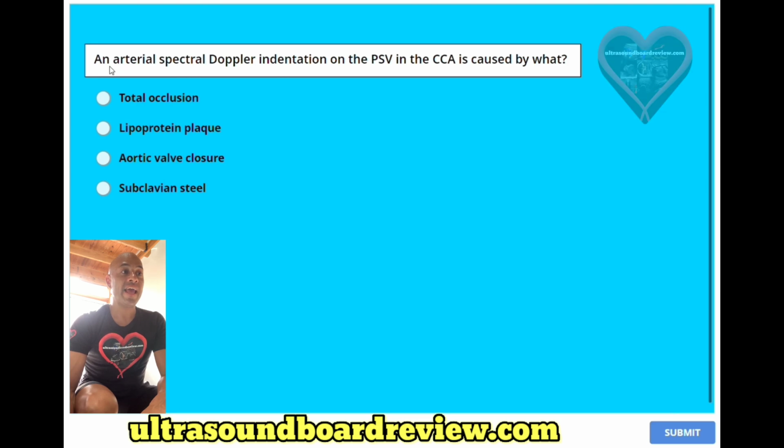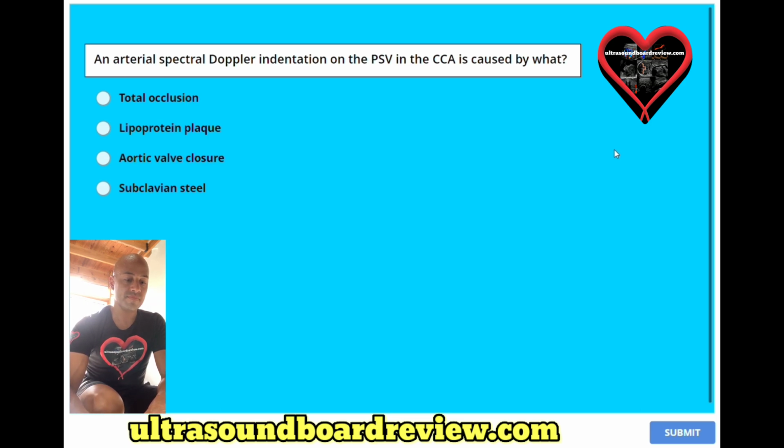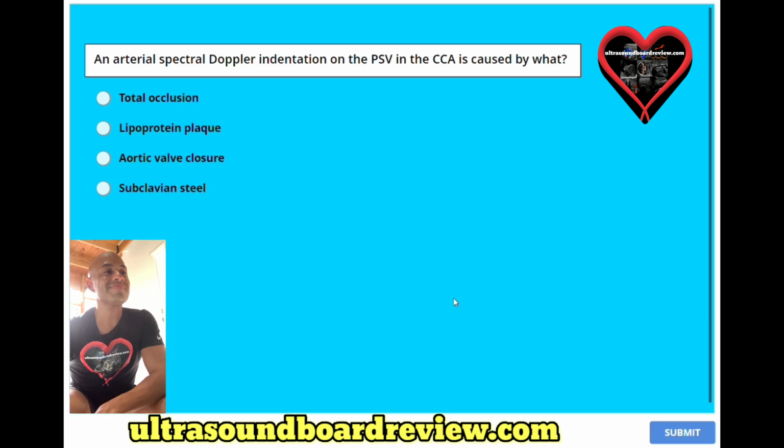Question 21. An arterial spectral Doppler indentation on the peak systolic velocity in the common carotid artery is caused by what? A, total occlusion, B, lipoprotein plaque, C, aortic valve closure, or D, subclavian steal. The answer is C, aortic valve closure.